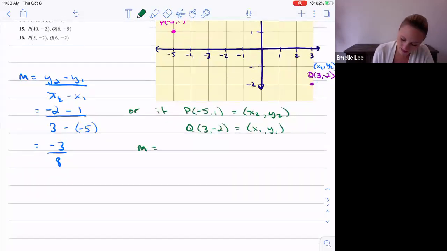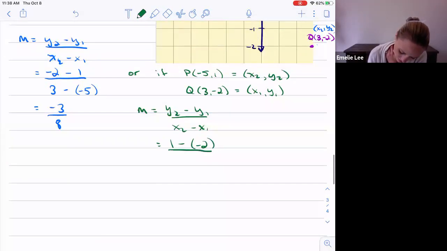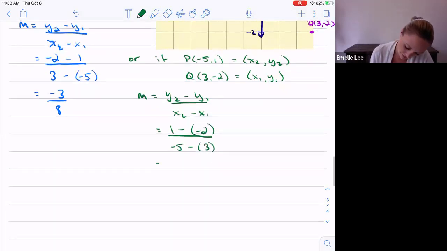Then the slope is going to be y2 minus y1 over x2 minus x1, which is going to be 1 minus -2 over x2, which is -5, minus 3. This becomes 1 minus -2, which is 1 plus 2, which is 3, over -5 minus 3, which is -8.